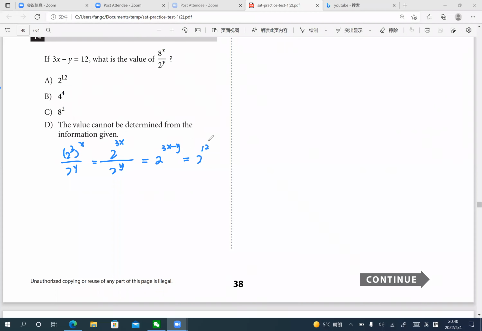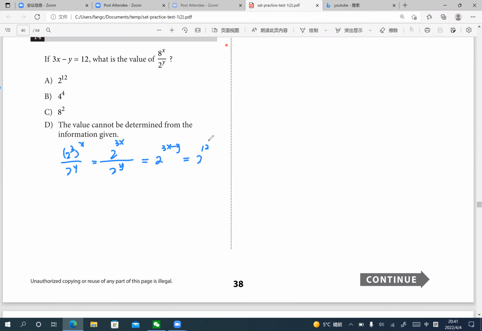Question 14. If 3x minus y equals 12, what is the value of 8 to the power of x over 2 to the power of y? So as we know, 8 equals 2 cubed. So we use 2 cubed to replace 8. We get 2 cubed to the power of x, divided by 2 to the power of y. And by the power rule of the exponent, we get 2 to the power of 3x over 2 to the power of y.